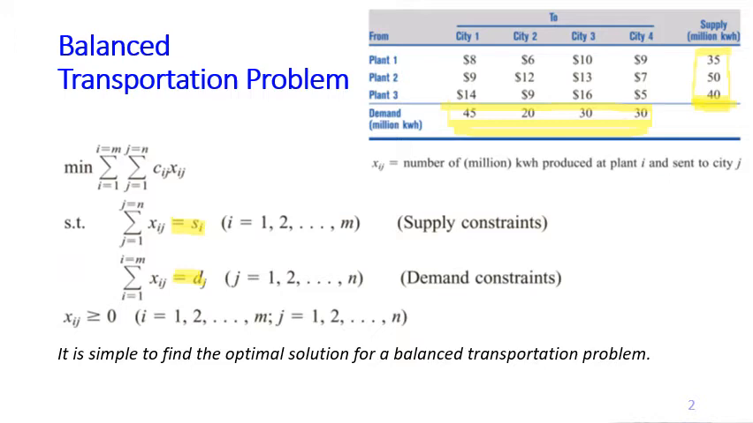And why is this balanced transportation problem preferable? Because if you have a balanced transportation problem, then it is simple to find the optimal solution. So the importance of the balanced transportation problem is that once we have a balanced problem, it is simple to find the optimal solution.